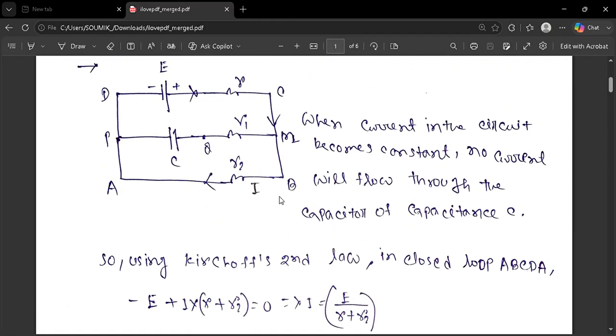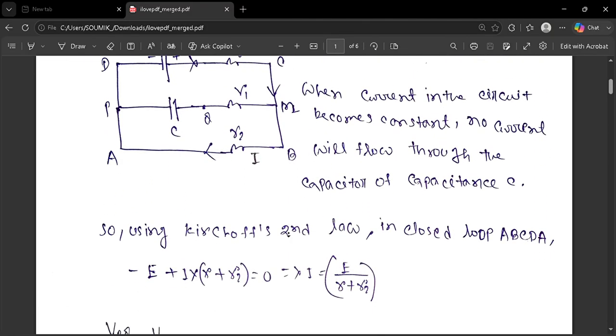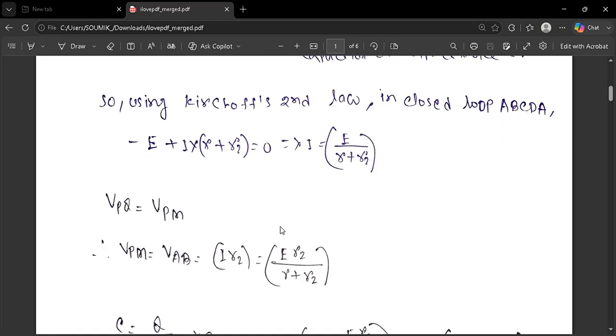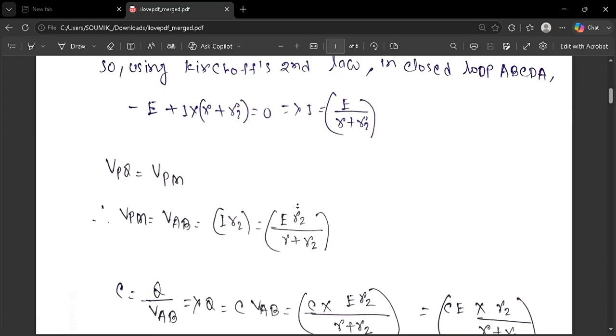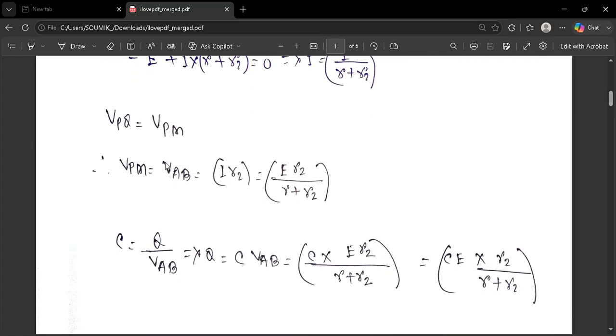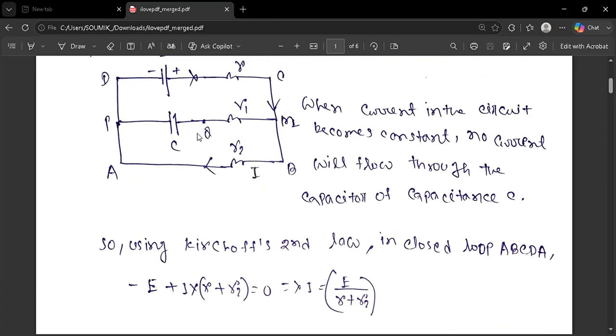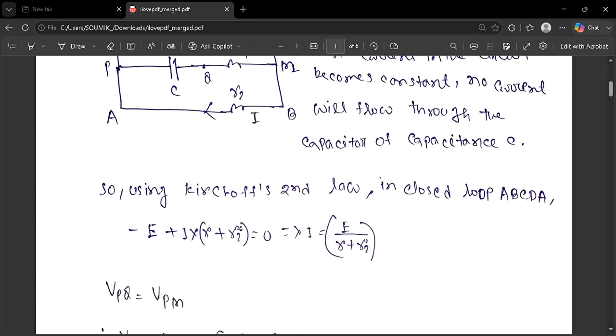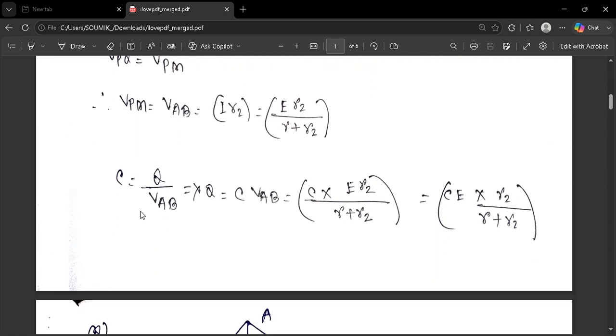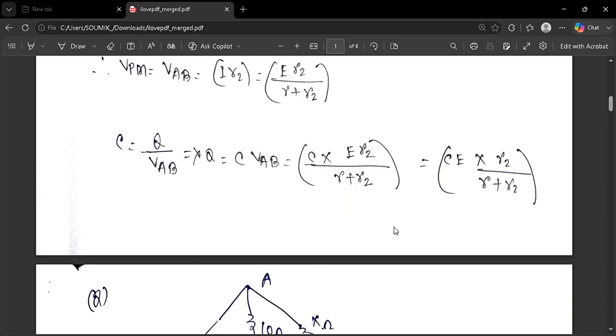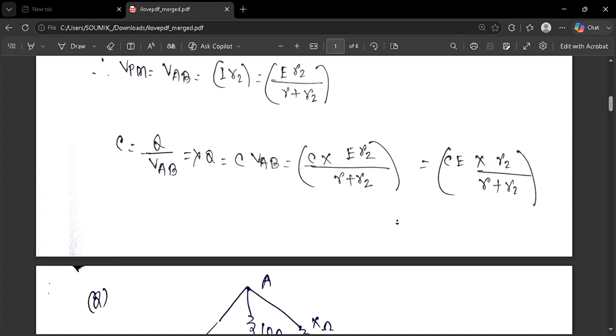So firstly we calculate the current, and then we calculate the potential difference between the two plates of the capacitor, that is VPQ, and in this case VPQ is equal to VAB. And from this equation we can find out Q, the charge of the capacitor. Good.